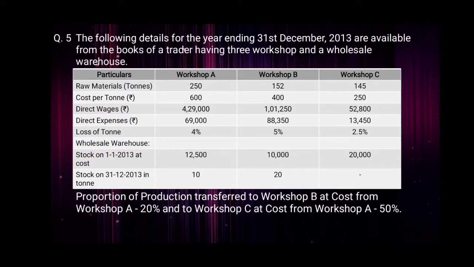The following details for the year ending 31st December 2013 are available from the books of a trader having 3 workshops and a wholesale warehouse. So the expenses regarding the raw material, direct wages, direct expenses, losses, stock amount are given for workshop A, workshop B and workshop C. Proportion of production transferred to workshop B at cost from workshop A is given as 20% and to workshop C at cost from workshop A is given as 50%.